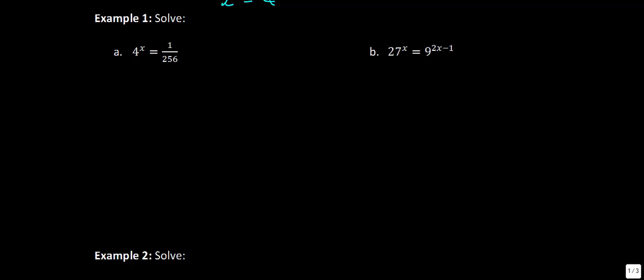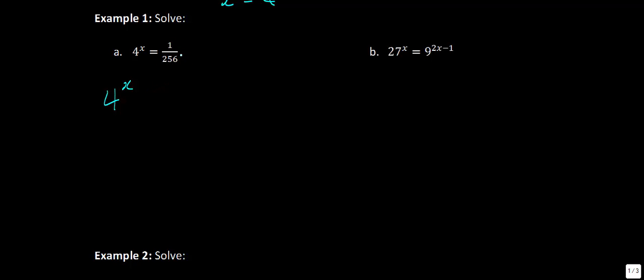All right, example 1 says to solve. Notice that we have an A and B here. Example 1A says we have 4 to the power of x is equal to 1 over 256. So again, what I'm going to try to do here is get a common base. So this one the base is 4. I'm going to try to create this one so it has a base of 4.